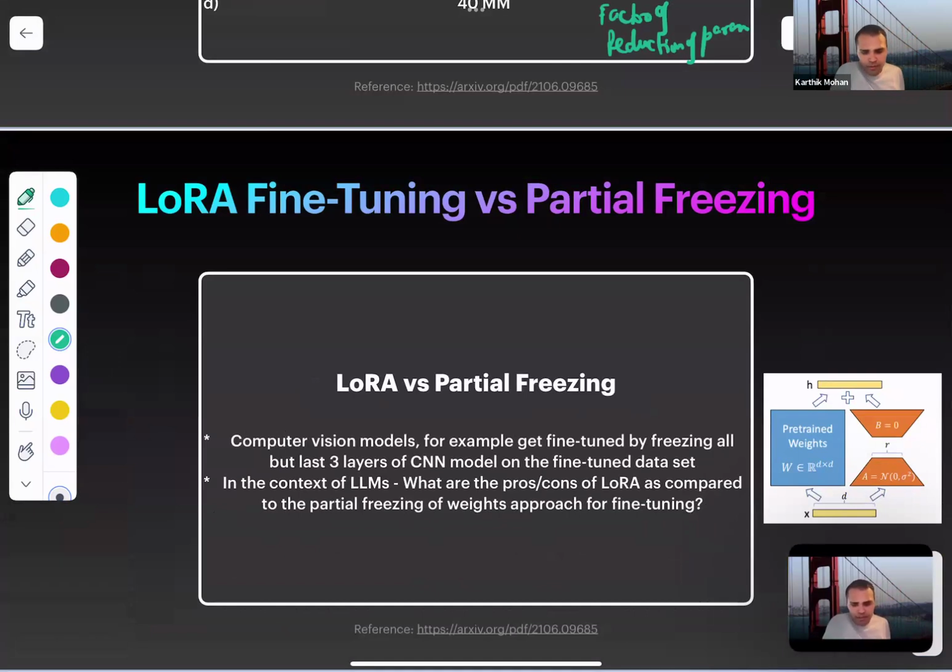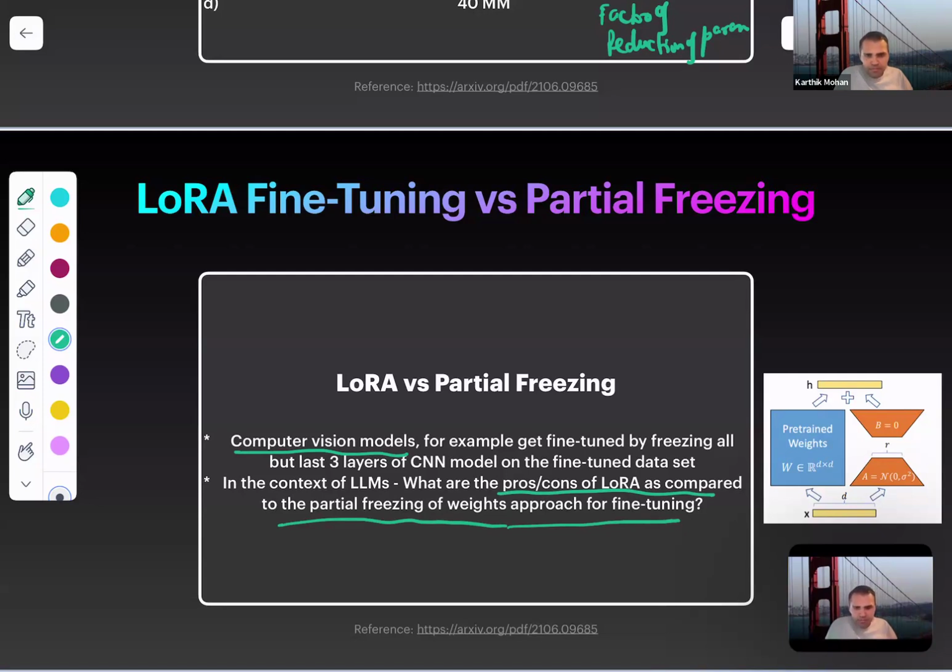Okay. So let's look at LoRA fine-tuning versus partial freezing. If you remember, maybe from previous classes in computer vision, the typical way to fine-tune a computer vision model is by freezing all but the last 3 layers of a CNN model on the fine-tuned data set that you care about. Because the first layers are kind of like the feature engineering layers. They learn the features of the images. The last 3 layers are task-specific layers, and so you only fine-tune those. In the context of LLMs, of course, this isn't computer vision, but even in the context of LLMs, you might want to freeze certain layers and fine-tune the remaining layers. Typically, again, you'll freeze the first few layers and then fine-tune the last few layers. What are the pros and cons of LoRA as compared to this partial freezing of weights approach?